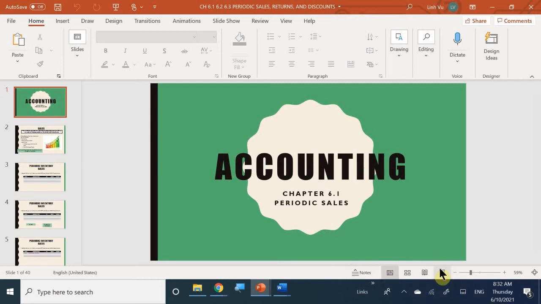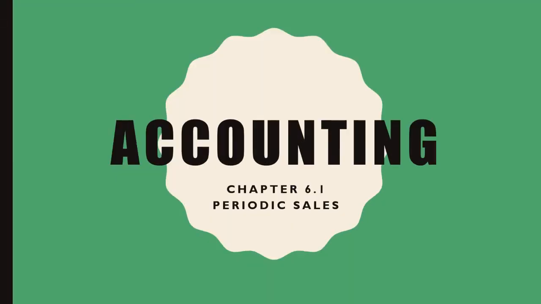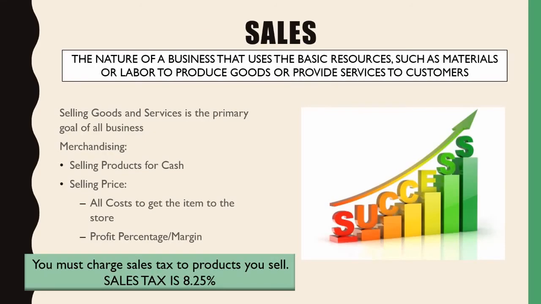Right, welcome back. So let's take a look at periodic sales. As we talked about in the very first chapter, we talked about the nature of a business. Our main goal as a business is to take raw materials and convert them, or to create either a product or a service for consumers.